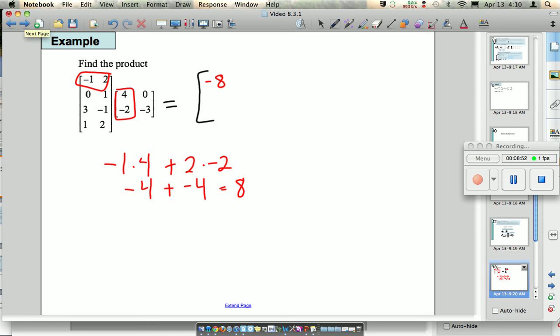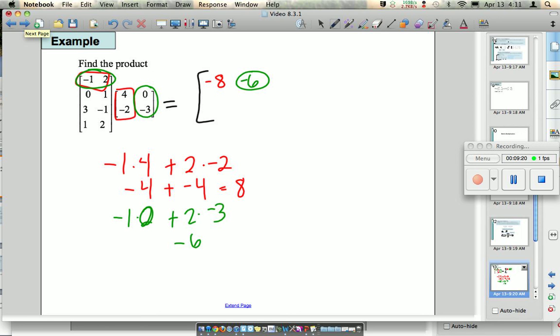Okay, now I'm going to do the first row and the second column. And that will tell me the unit that goes in the first row of the new matrix and the second column. So I'm going to do -1 times 0, plus 2 times -3. So I'm going to get -6. So that's my unit that goes here.